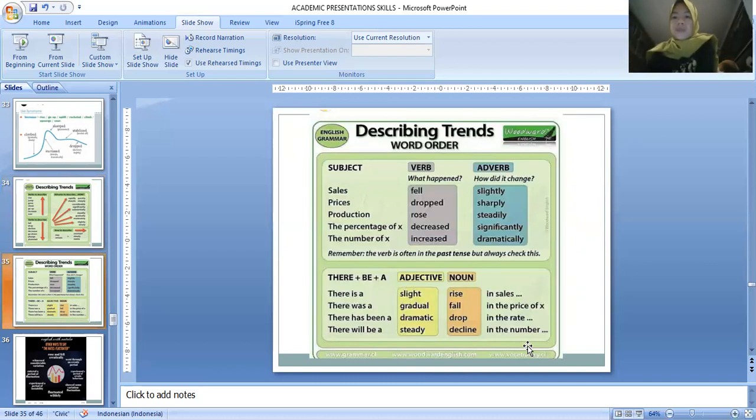So these are the examples of the structure, the word order. For example, the sales fell slightly. Yeah. So it starts with the subject and then verb and adverb. What happened? How did it change? The prices dropped sharply. Yeah. So the prices from this point dropped sharply, and become here.